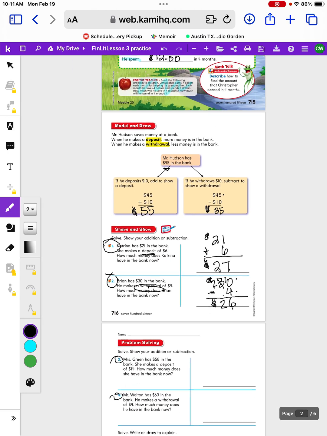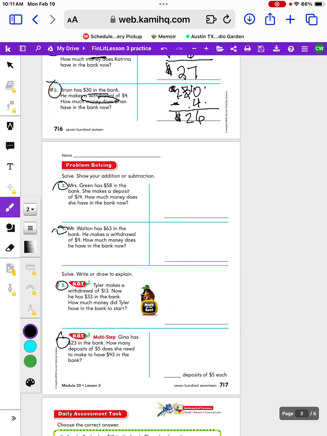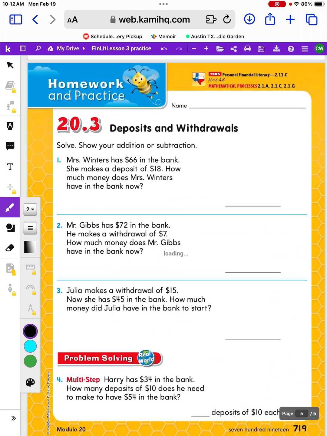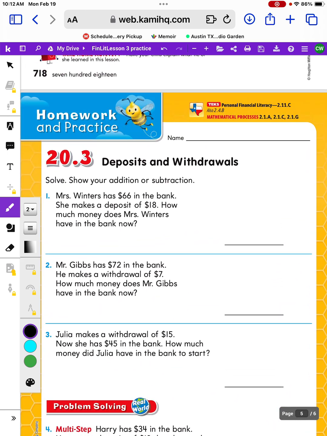All right, you're going to solve just one of these on 717, showing your work. Remember, depositing is adding, withdrawing is subtracting. And then for your mastery check, you're going to do numbers 1 and 2. Make sure you're being very careful on if it says deposit or withdraw.